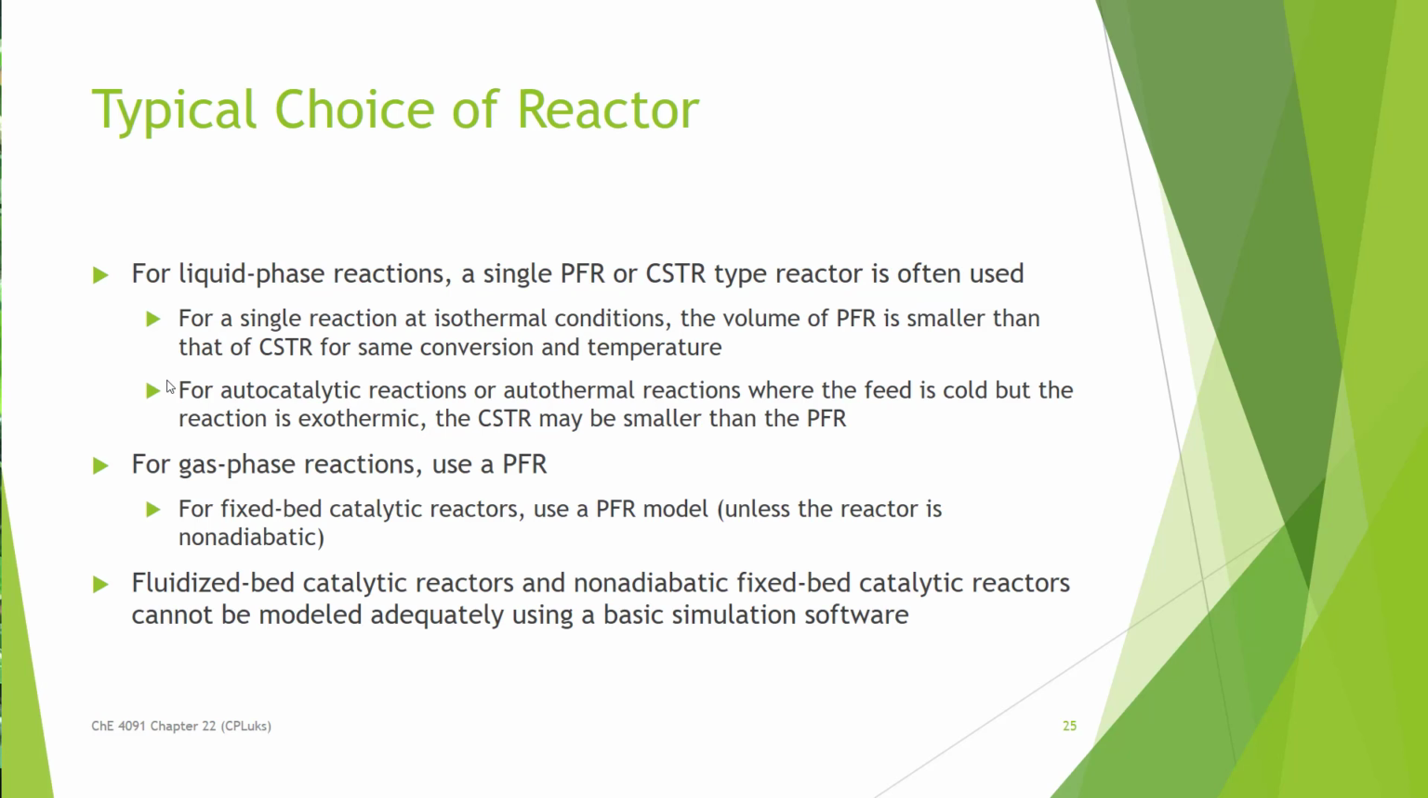Typically, as we're making our choices for liquid phase reactions, a single plug flow reactor or a CSTR type reactor is going to be very commonly used. If it's at isothermal conditions, the volume of a plug flow reactor is typically smaller than that of a CSTR for the same conversion and temperature. For autocatalytic reactions or autothermal reactions, where the feed is cold but the reaction is exothermic, then a CSTR may be smaller. For gas phase reactions, typically a plug flow reactor will be a better choice.